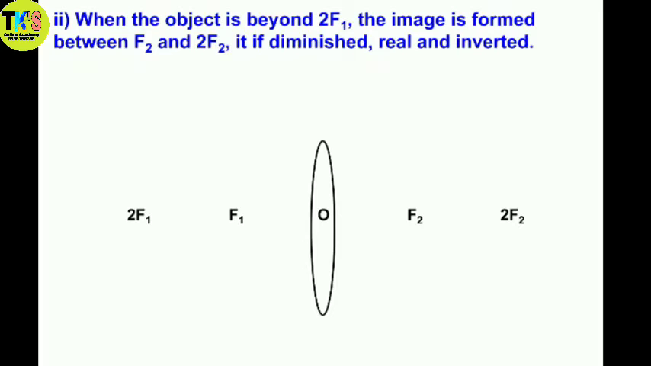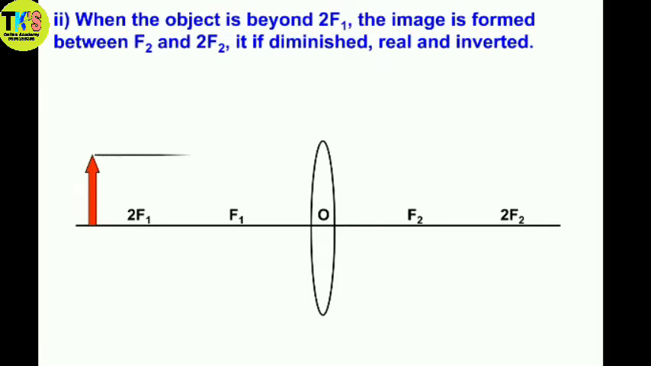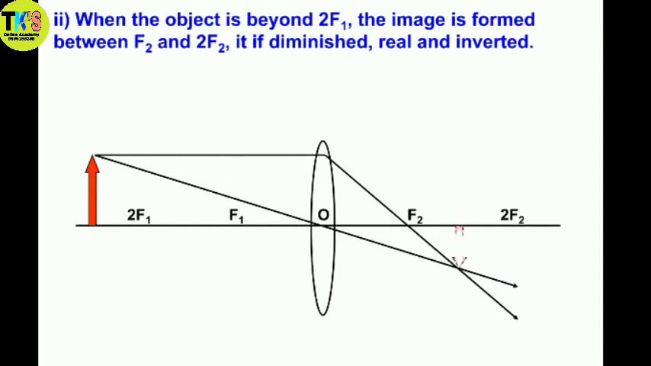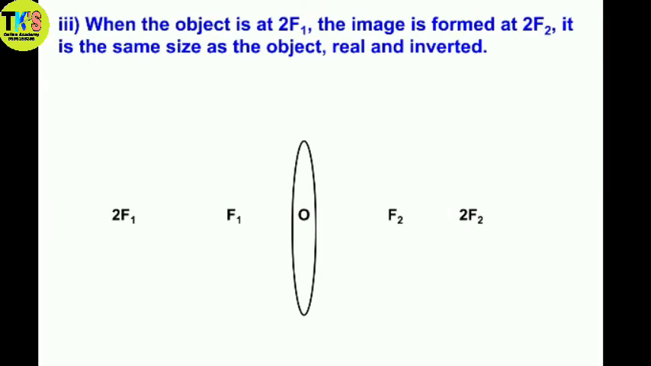Second case, when the object is beyond 2 times focus f1, the image is formed between f2 and 2 times f2. It is diminished, real and inverted. You can see my object is beyond 2 times f1. The image will be formed between f2 and 2f2. Obviously.